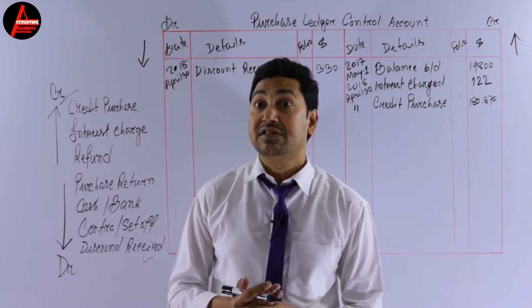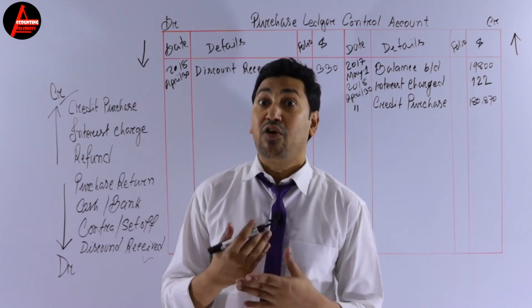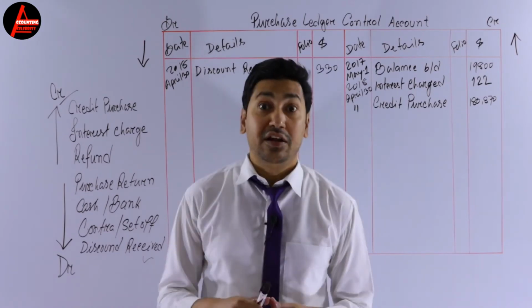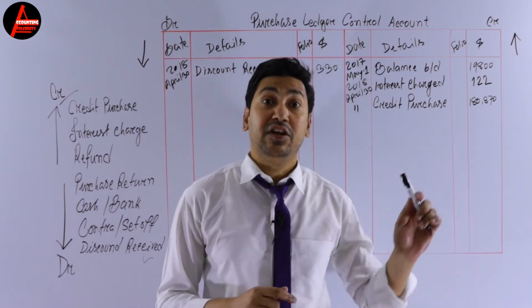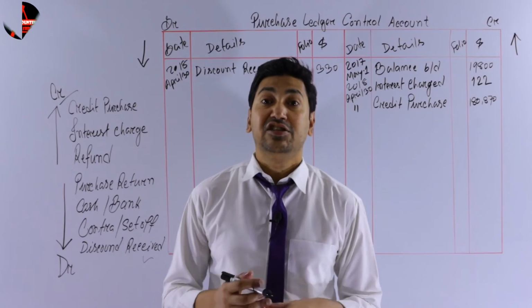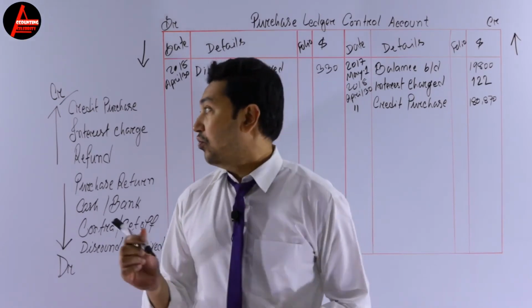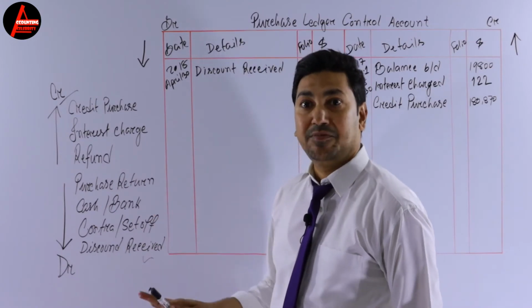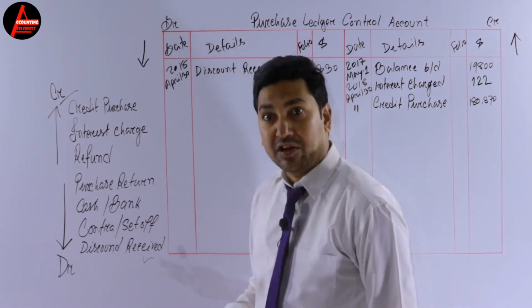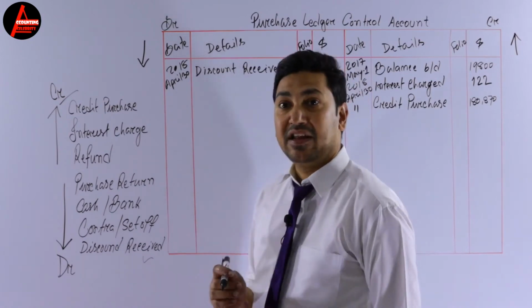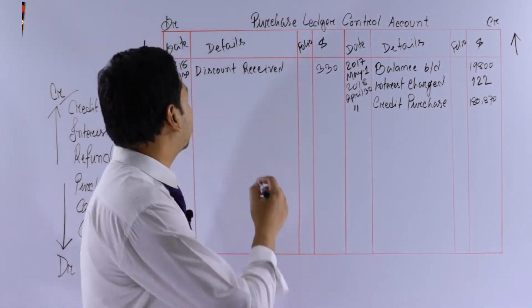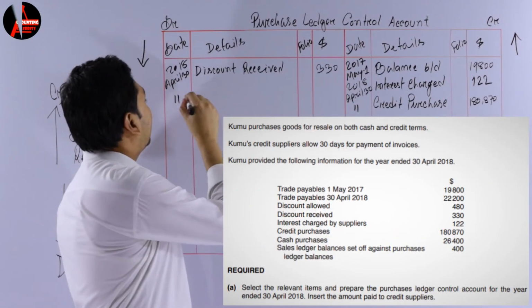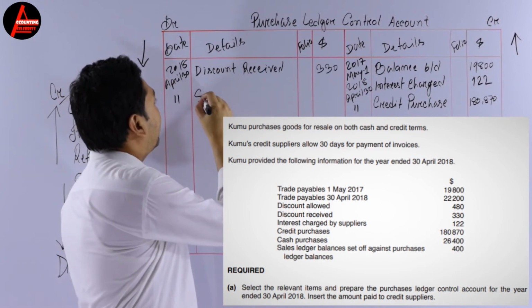I have a video on the sales ledger control account. You can watch that one to understand. I'll link that video in the I button. Okay. So now, set off. We know set off will decrease the balance of the creditor. So it will be recorded in the debit side. Let us write the same date, April 30. Right here, set off.